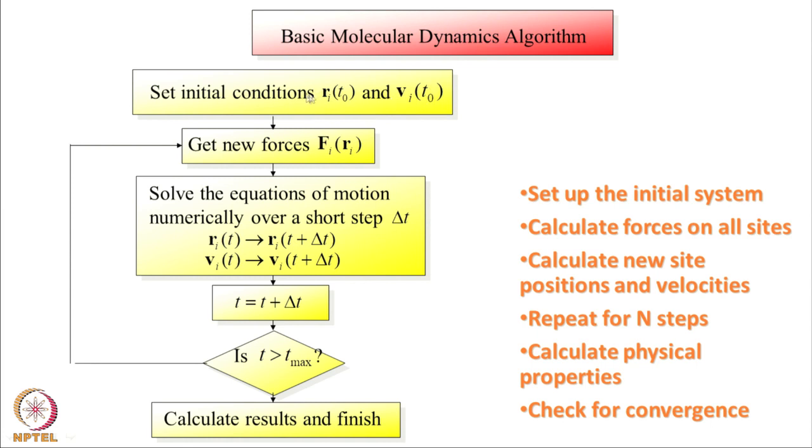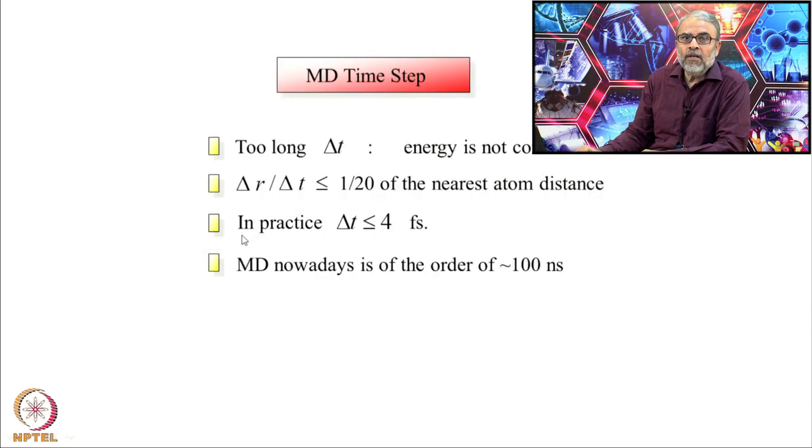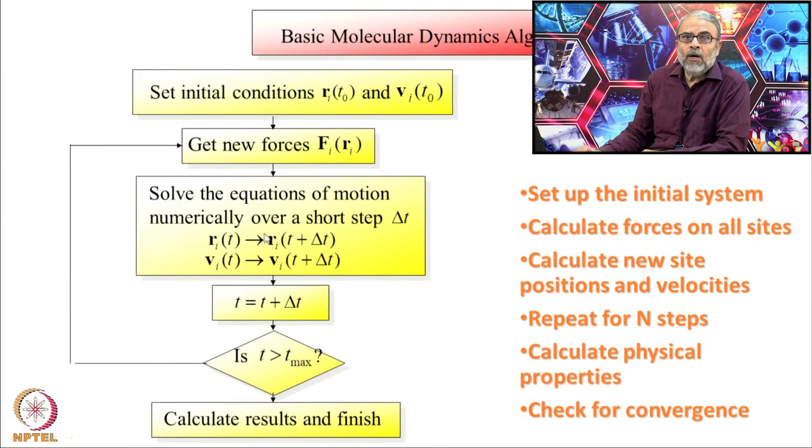So, set up the initial conditions and calculate the new forces. Once you calculate the new forces, solve the equations of motion. We have chosen a time step. Once you have chosen the time step, you have the new position and new velocity after a time step delta t. Once you do that, you increment the time again. So, I have determined at a new time step, and now I want to increment time further.